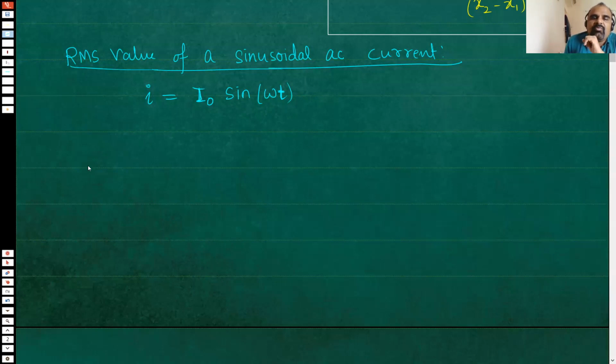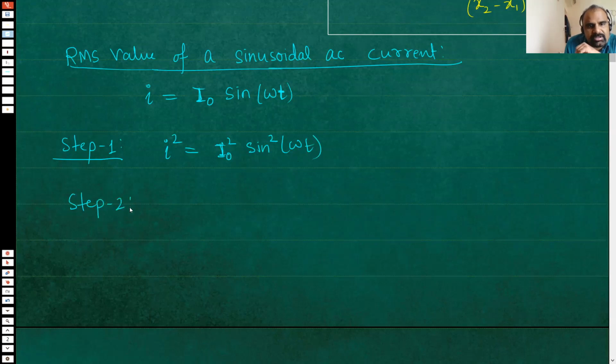So what will be the value of, so first step one, what does it say? It says square it. So square it. What will be the square of it? It will be, of course, this is a childish step, I naught square sine square omega t. Now step two is find the average of the square.